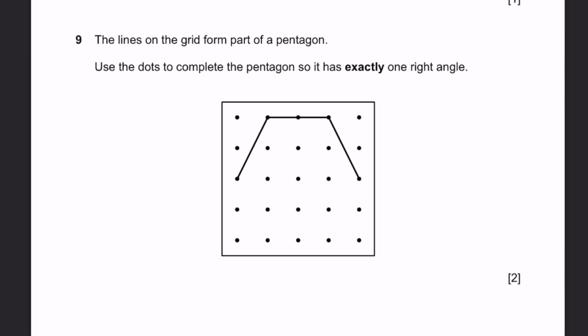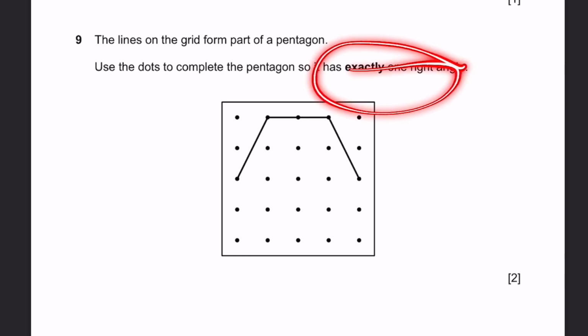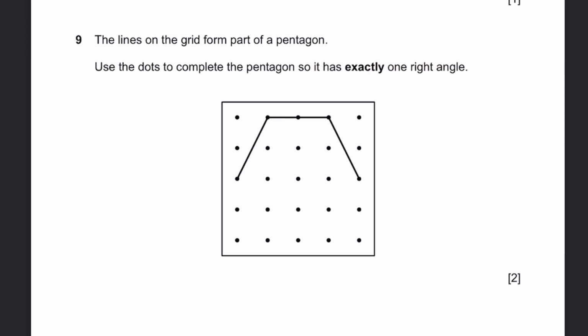Question 9. The lines on the grid form part of a pentagon. Use the dots to complete the pentagon so it has exactly one right angle. So it has to have exactly one right angle. How do you form a right angle in this dot sheet? Either you can form it like this, or you can form it like this. And there's 3 sides already given. We need to find 4th and 5th side. None of these make a right angle, right? So there's only one pentagon form which makes exactly one right angle, which is this. Because this is a right angle, as I said, diagonal lines intersecting together form the right angle. This right angle, others are all obtuse angles, and that's why that is the answer.